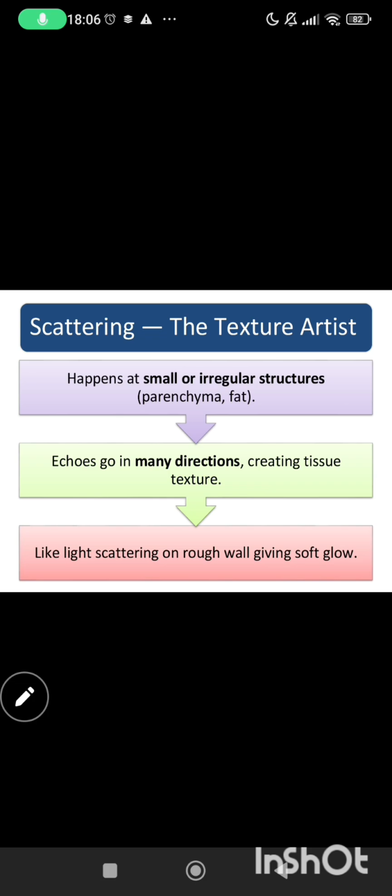And the final one is scattering. Scattering basically means energy is spread in all directions. Specular reflection comes from a specular reflector. One thing we should always remember is Rayleigh scatter, which only occurs with the red blood cells. Higher frequency, higher attenuation, higher scattering.